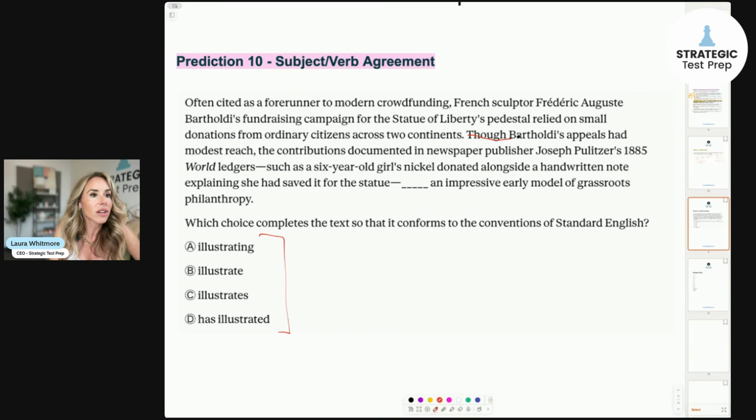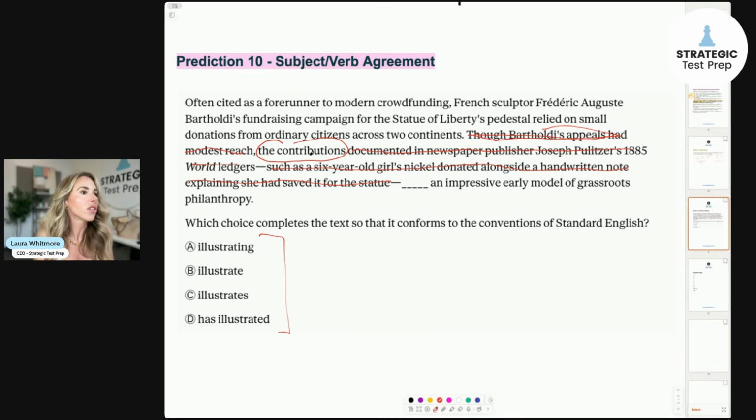Okay, that whole part is a lead-in. We're going to get rid of that. It's just introducing the sentence. Right after a lead-in comes the subject. The contributions is the subject. Documented in newspaper publisher Joseph Pulitzer's 1885 World Ledgers. That's just more information describing the contributions. Such as all of that in between the 2 dashes is also extra information. It's a non-essential clause. So we need a verb to match the subject, the contributions.